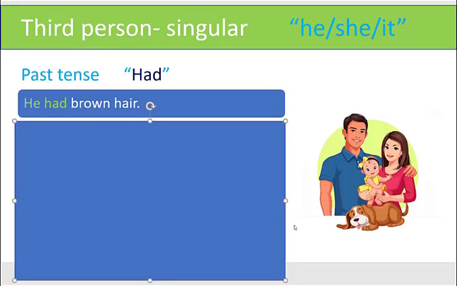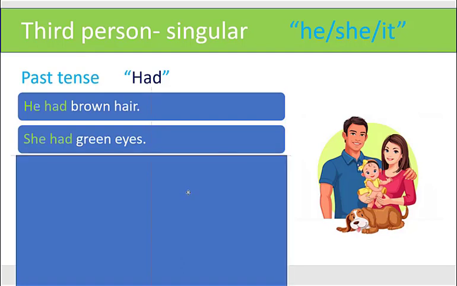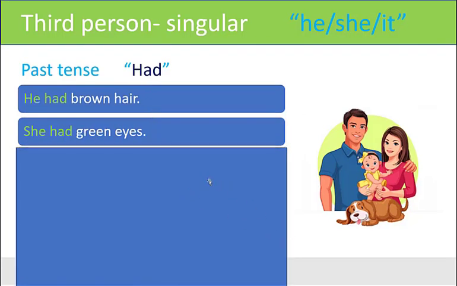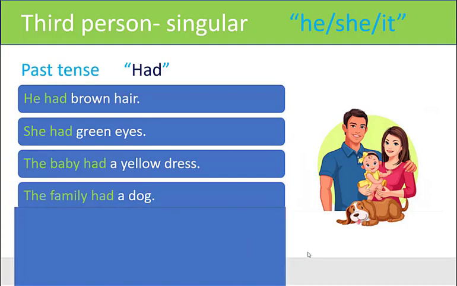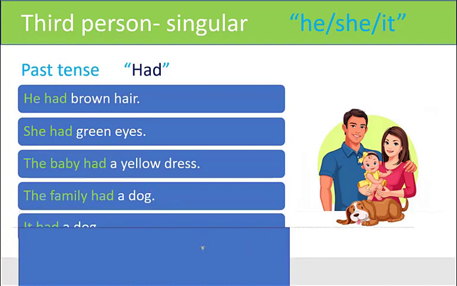He had brown hair. She had green eyes. The baby had a yellow dress. The family had a dog. It had a dog. So as we can see, when we use the past tense, the have stays as had all the way through. It doesn't matter whether it's first, second or third person. It doesn't matter if it's singular or plural.